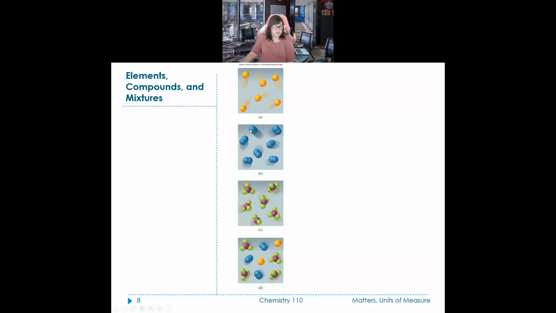This could be something like oxygen, where we can't have a single oxygen existing in the gas phase. And so that naturally exists as O2. And we'll talk about that more later. Okay. This is also a compound.